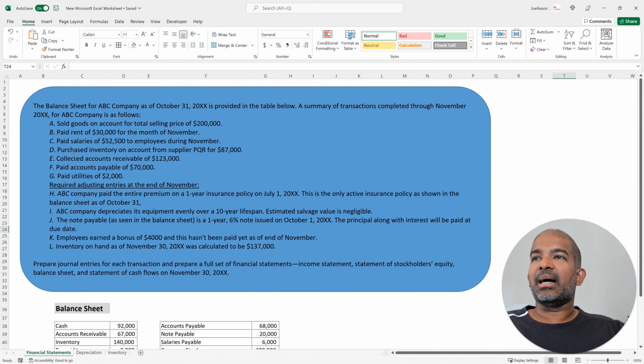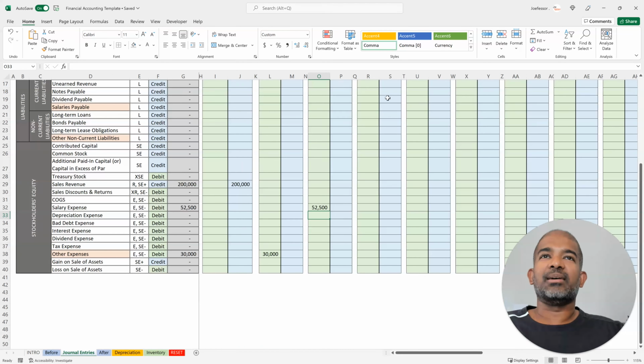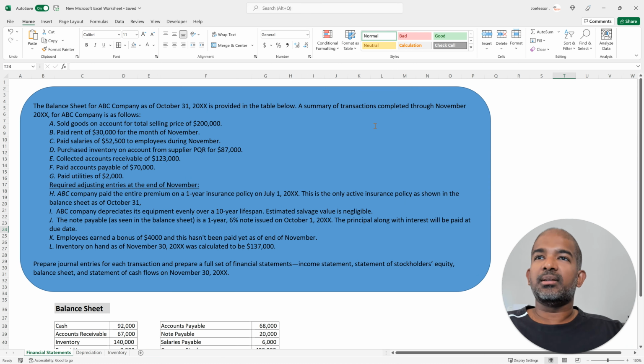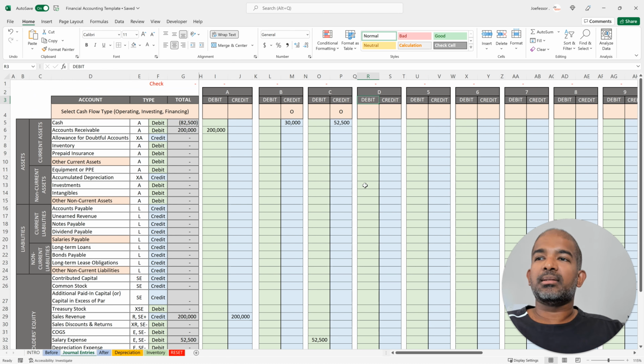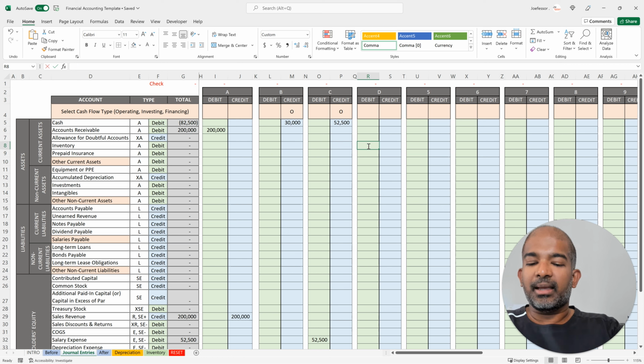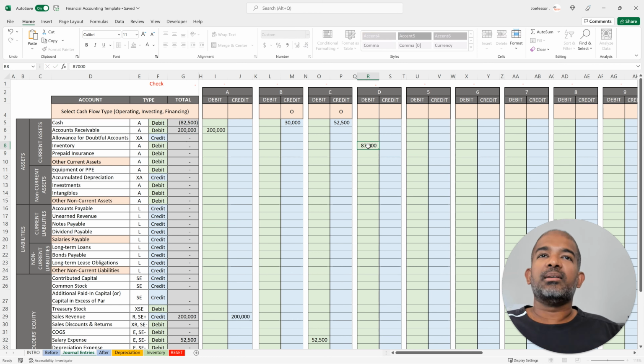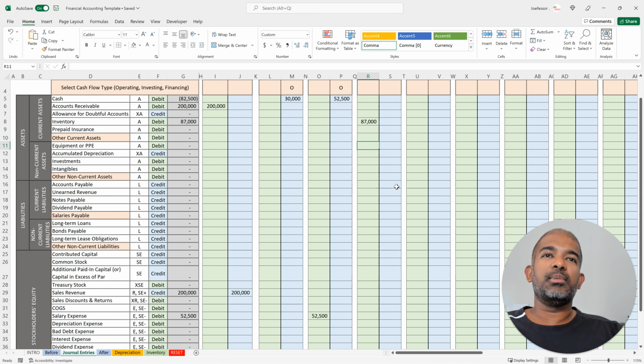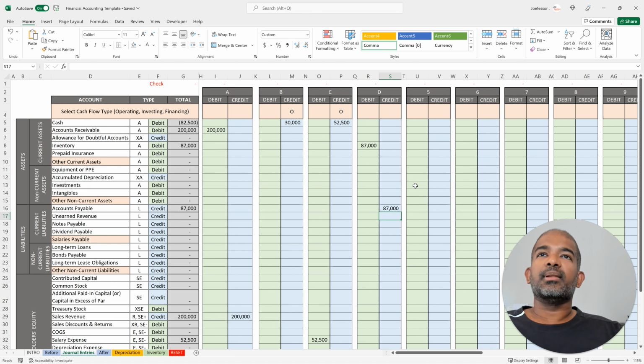Okay. Part D, purchased inventory on account from a supplier for 87,000. So my inventory is going to be debited 87,000. Okay, because it's on account, I haven't paid the cash for it yet. So I'm going to have an accounts payable, which is a credit account of 87,000.